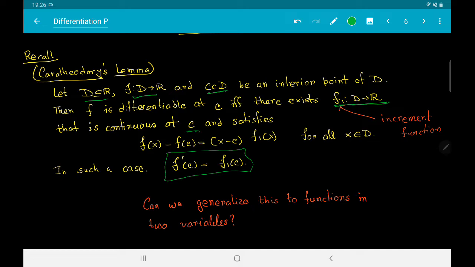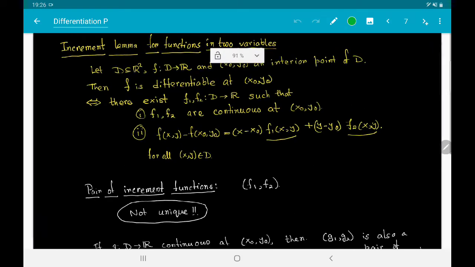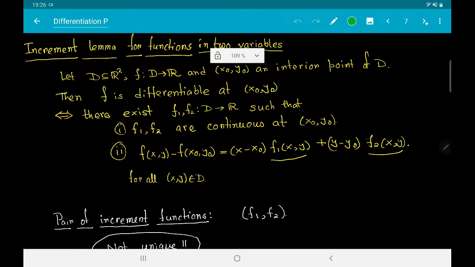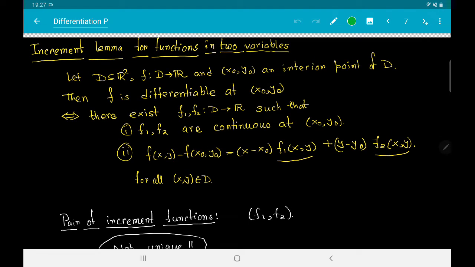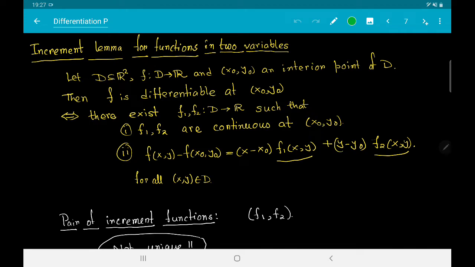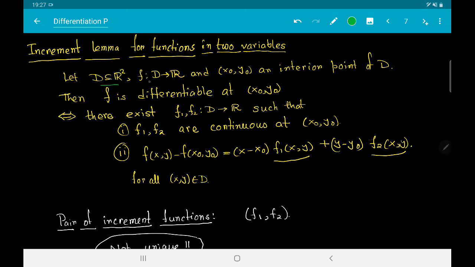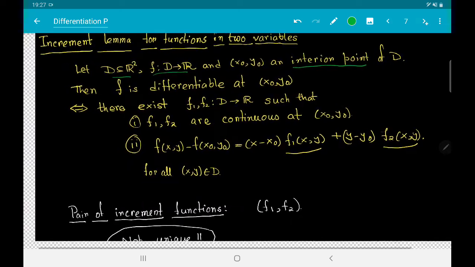So we want to see whether we can generalize this notion of Carathéodory's lemma to functions of two variables. The answer is yes, and we are going to omit the proof for the time being and just give you the statement. As always, D is a subset of R2, which is going to be the domain of our function, and x0, y0 is an interior point of D. We have seen that we cannot do away with the assumption that it is an interior point of D.